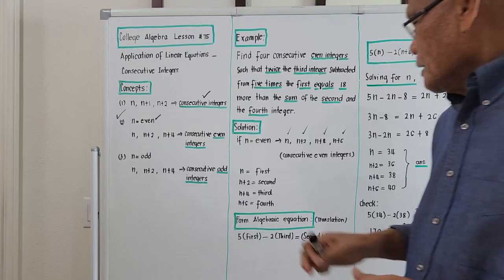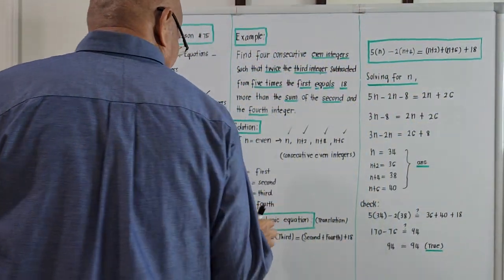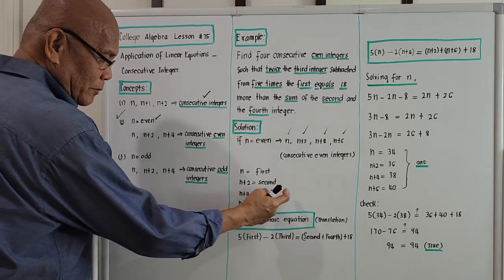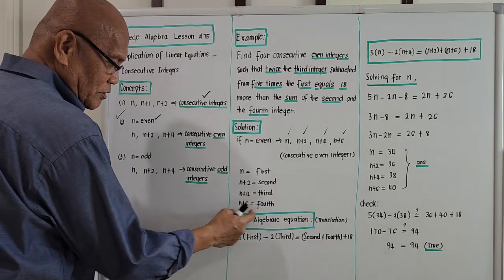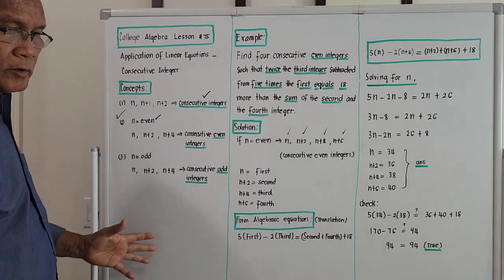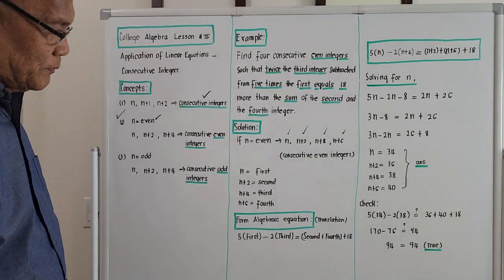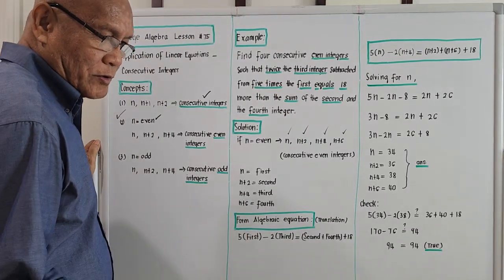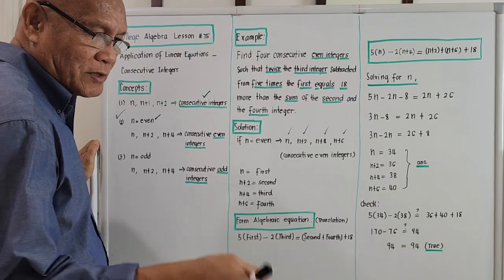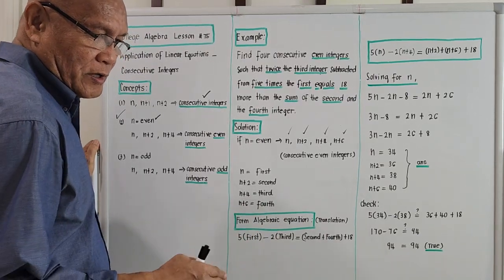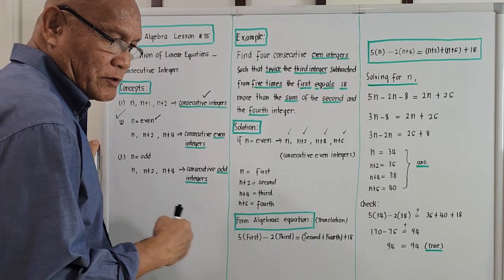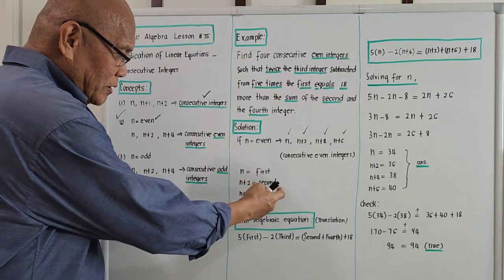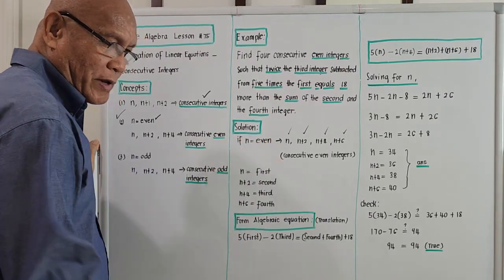Okay? n will be equal to the first even integer, n plus 2 will be the second, n plus 4 will be the third, and n plus 6 will be the fourth. Okay, we are done with the representation. In the representation, we should be correct, because if we made a mistake in the analysis of the representation, when you translate it to an algebraic equation, what will come out will still be wrong. So just be sure that the representation is correct.